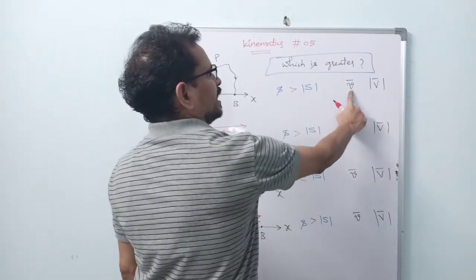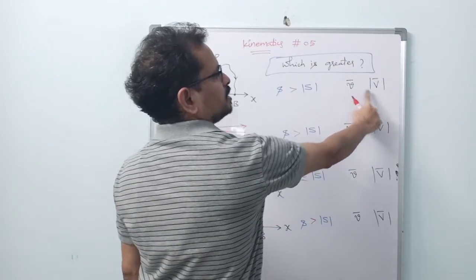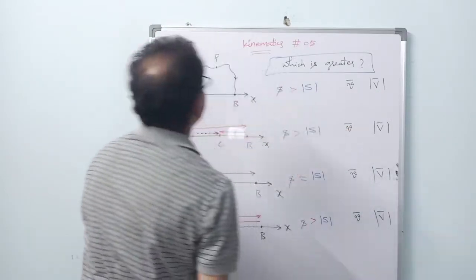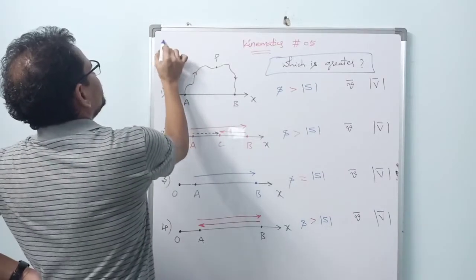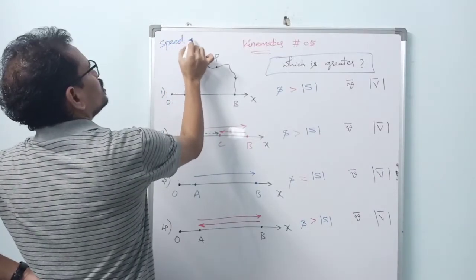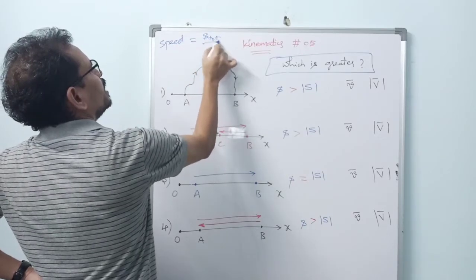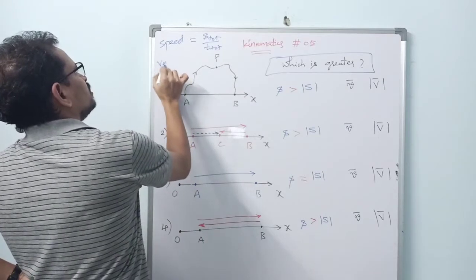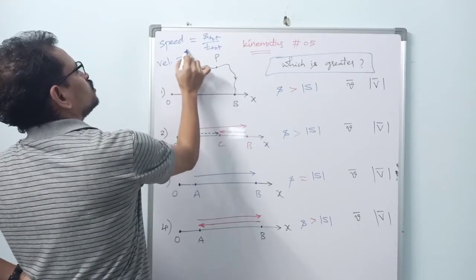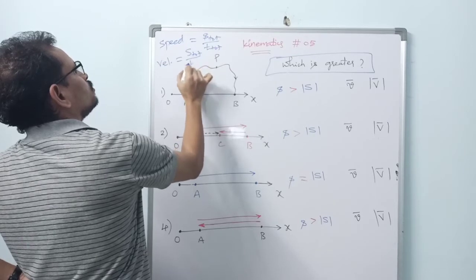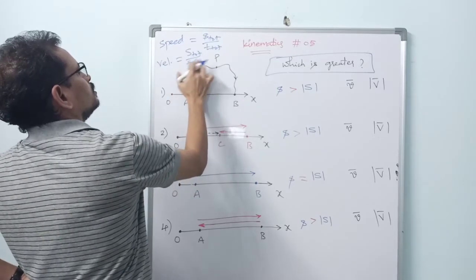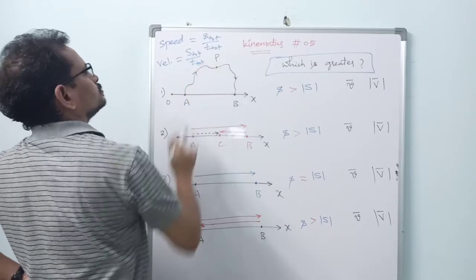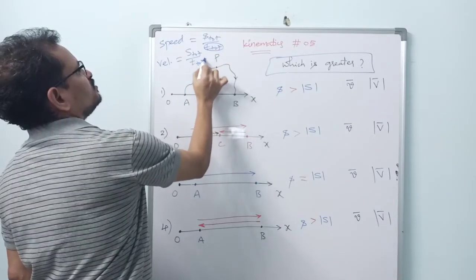This is average speed, small v for speed, this is average velocity. Okay, now which is greater? So what is the definition for speed? Average speed equal to what? S total by T total, total distance by total time. What is average velocity? Average velocity equal to total displacement by total time, T total. Total time of journey is same.